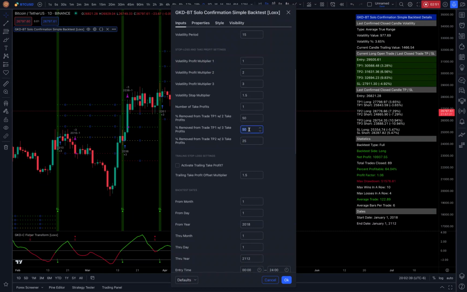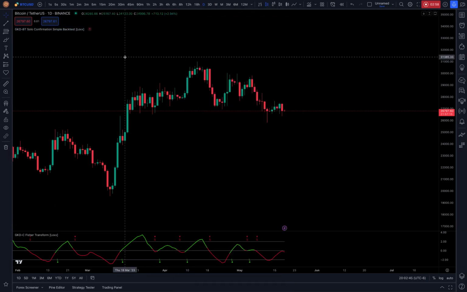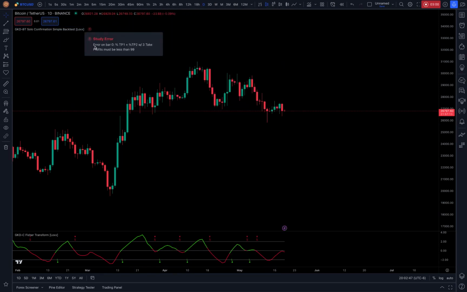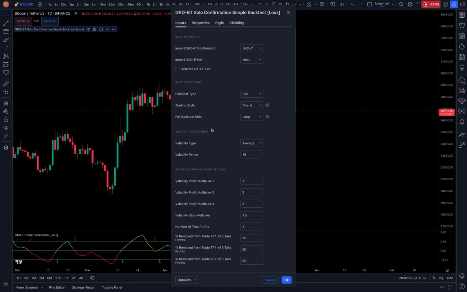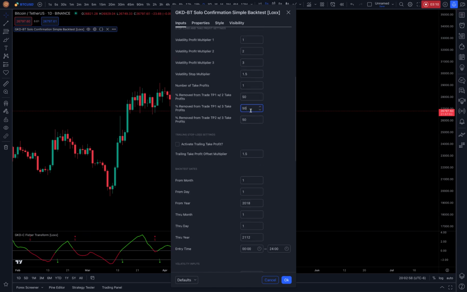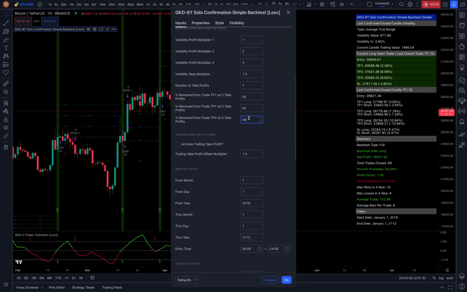So if you put 50 and you put 50 in here, I'll show you what happens because that's just straight dumb. It's going to error out on you and it'll say, don't be dumb. Error on bar 0%, TP1, TP2 with take profit 3 must be less than 99, which is obvious because why are you using 3 take profits? If you want to take 50% off the top of each one of them, you don't have any left for take profit 3, right? But if you change this to something stupid like 45, then you have 5% left for take profit 3, which I wouldn't suggest you do.